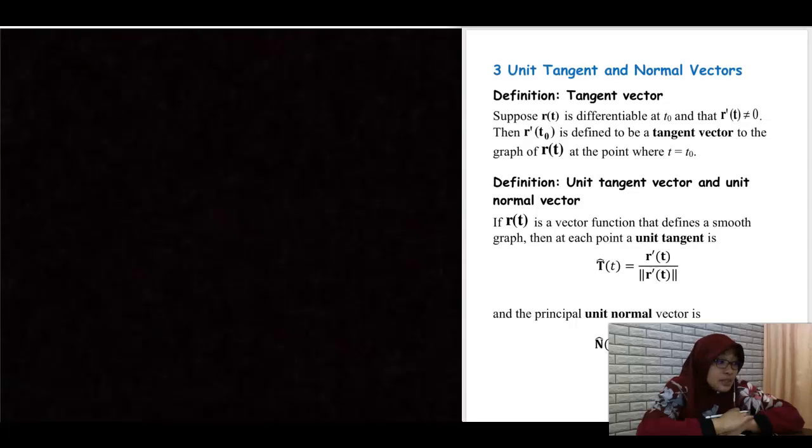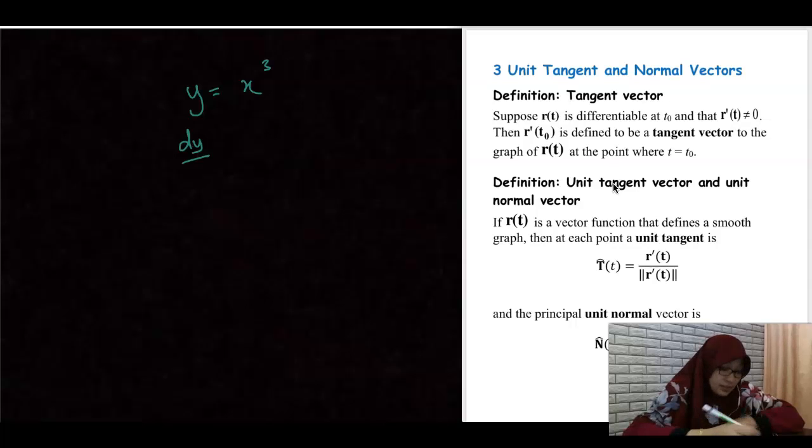Here, in the continuation of the derivatives of vector function, we have a tangent vector. The topic here is called unit tangent and unit normal, but before we compute them, you have to know what a tangent vector is first. The ideology of the word tangent is similar to when you have a regular function, for example x cubed, and you differentiate it. This has nothing to do with the vector function yet. This is just a regular function.